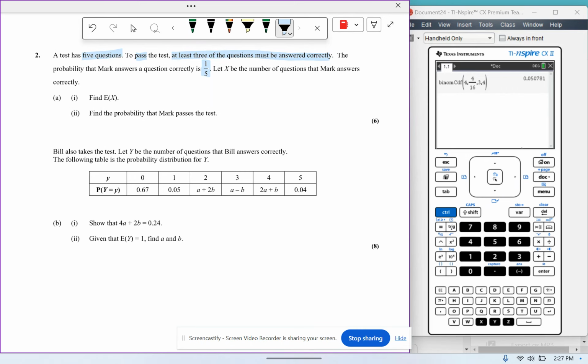E of X is going to be the expected value, right? And when a probability distribution is not given, we know that E of X is equal to N times P, right? So they don't give us that whole little chart like they do down here. So I'm just going to do the expected value is the number of trials times the probability of your success happening. So now I've got 5 questions. The probability of getting a question right is going to be 1/5. So that's just going to be 1. So the expected number of questions that you would get right if you just guessed is going to be 1 question right.